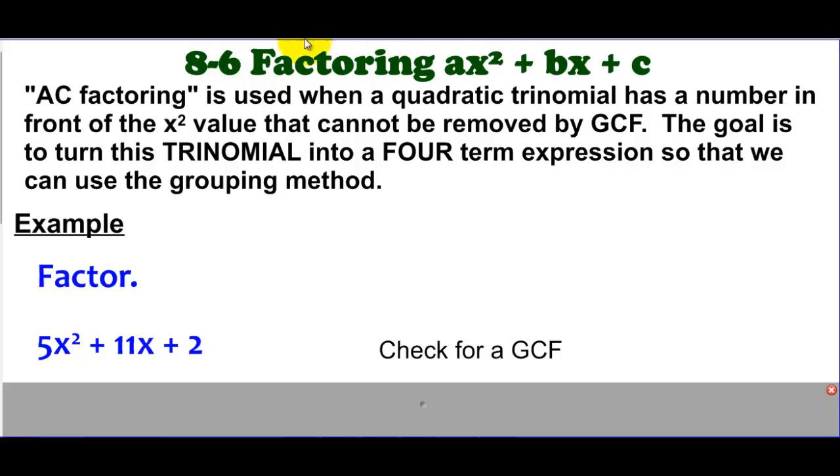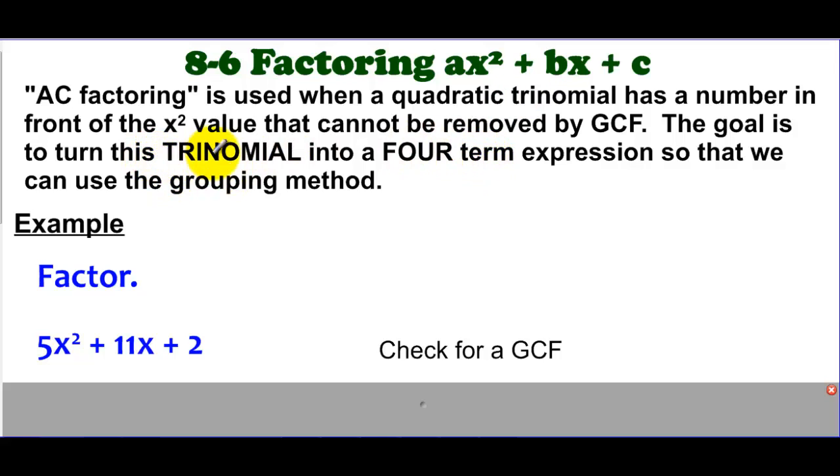Okay? And so for our purposes, you're going to hear me refer to this as AC factoring because you're going to see that we actually use the a and the c values. They're a very important part of this factoring method. Okay, so at the top we're saying AC factoring is used when the quadratic trinomial has a number in front of the x squared, and that number cannot be removed by GCF. Okay, so you saw some earlier where you could GCF, take away that front number, and then use what I'm going to again refer to as the simple factoring method, where we can do it in one step.